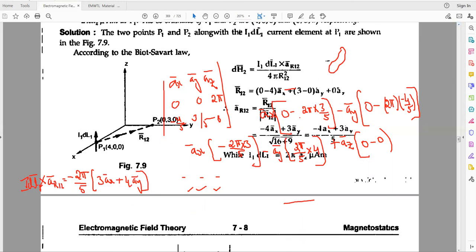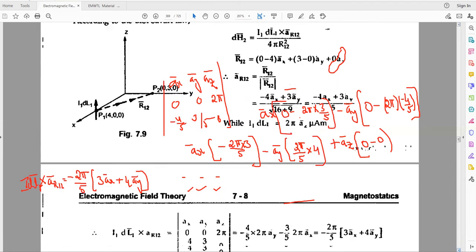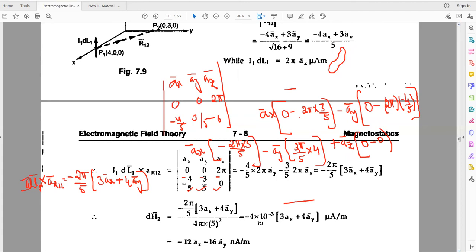What is the formula saying? It is 4 pi r square. What is r? Under root 5, that is a 5 square. And I can keep that as 4 pi r12 square. The distance we got as 4 pi into 5 and whole square. Simplify this function, you'll get minus 4 into 10 power minus 3, 3AX bar plus 4AY bar, the microampere per meter. Micro here we have, micro is there. Got it, my students? The current there is a micro.